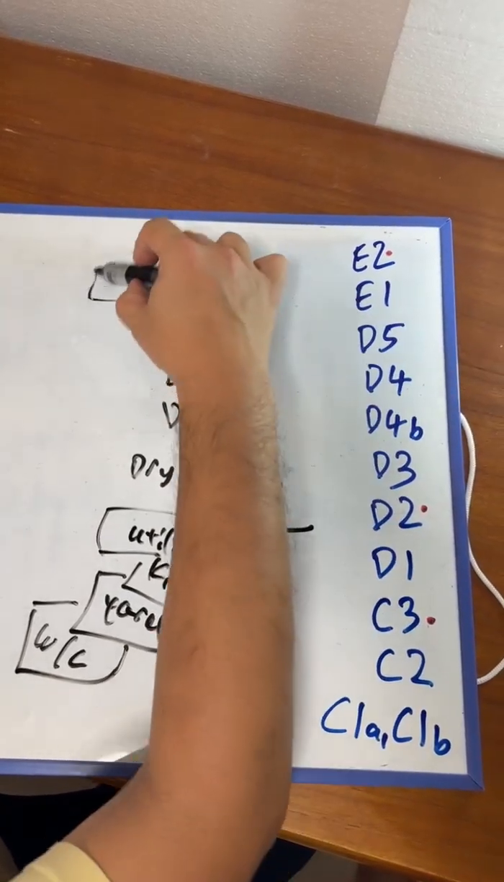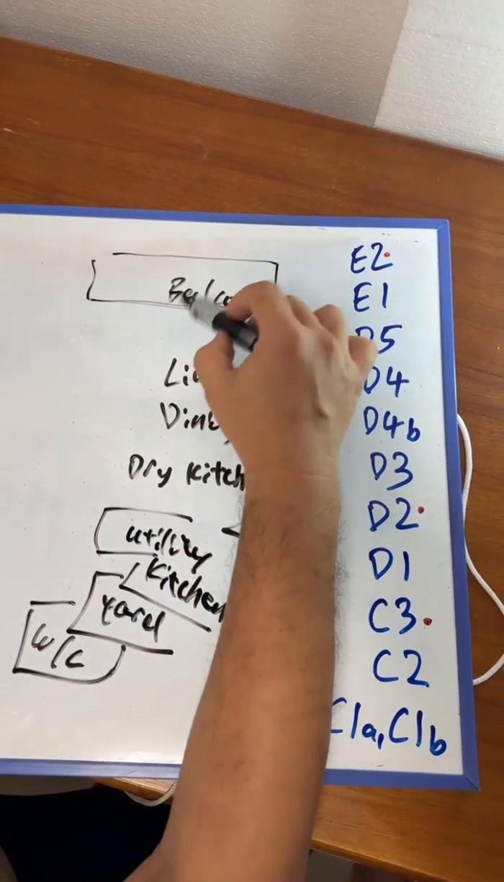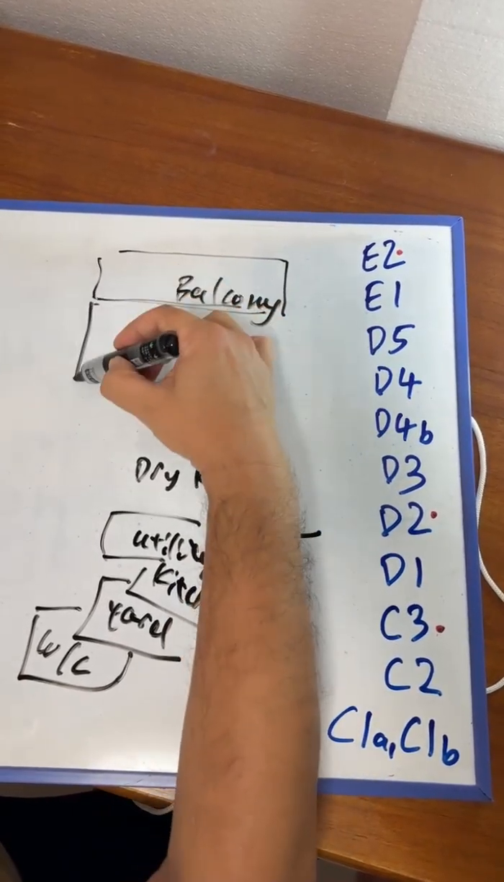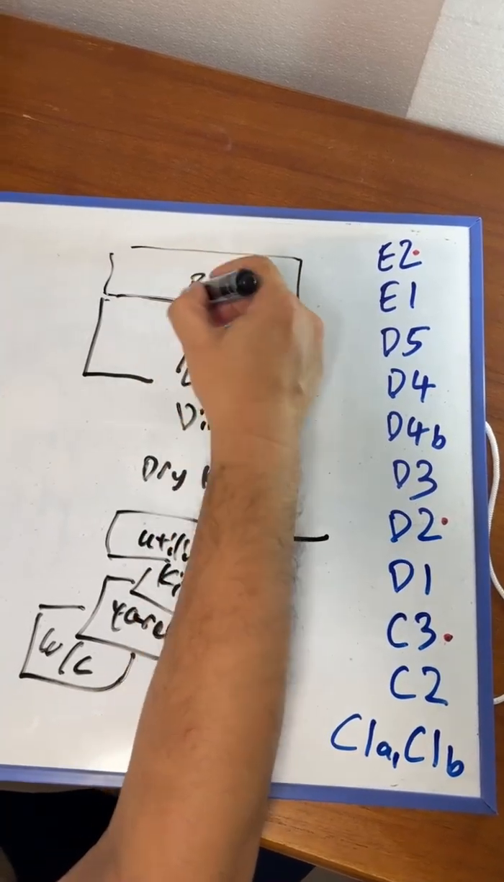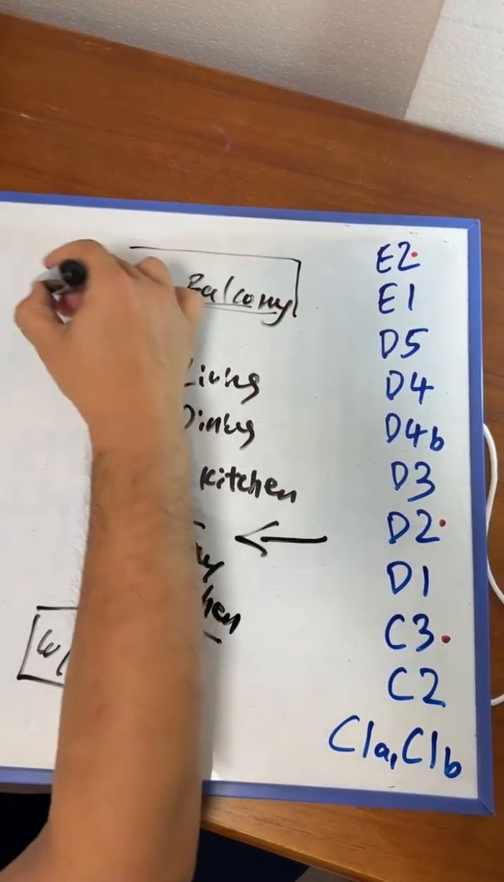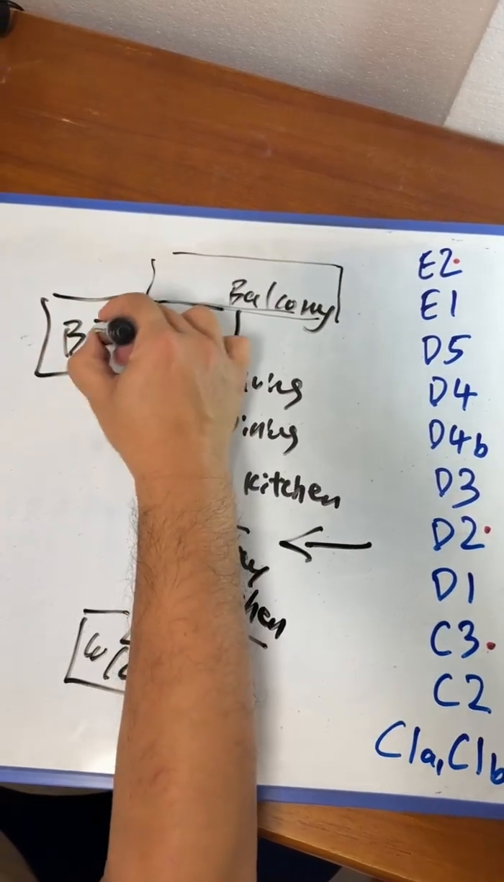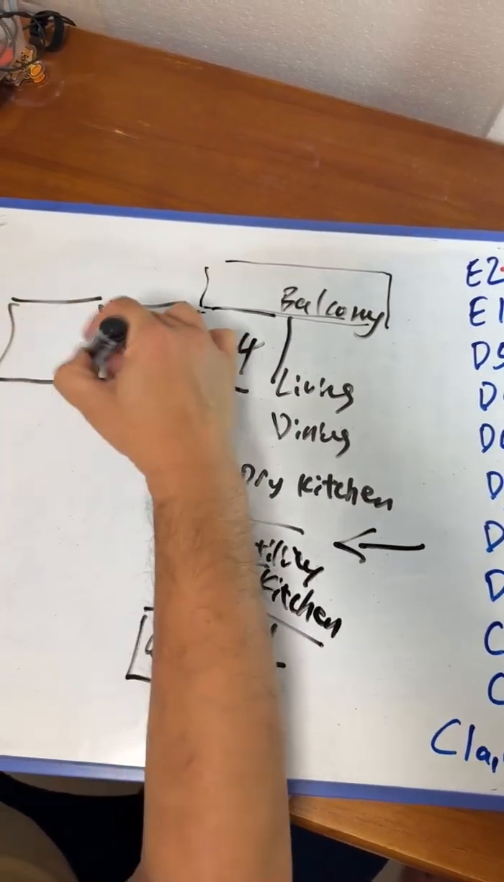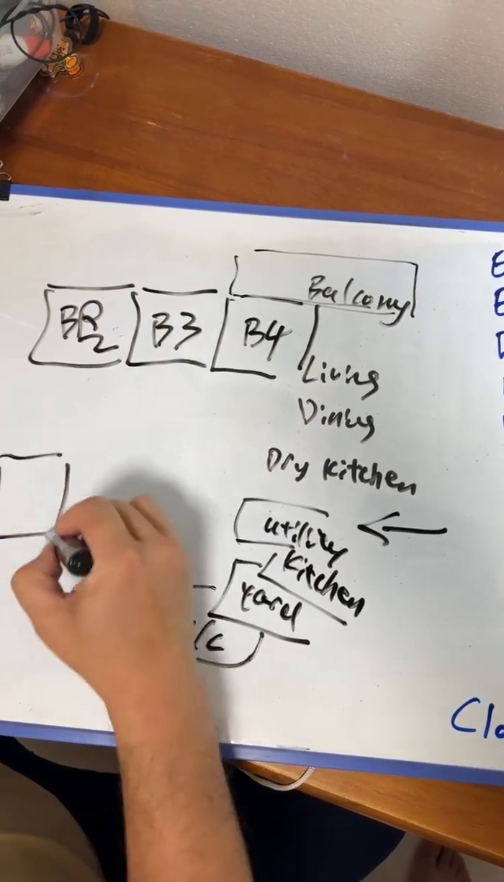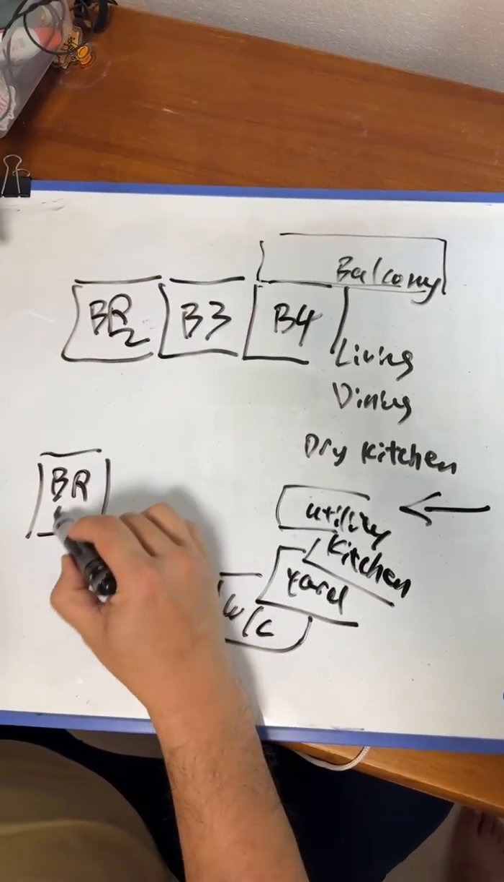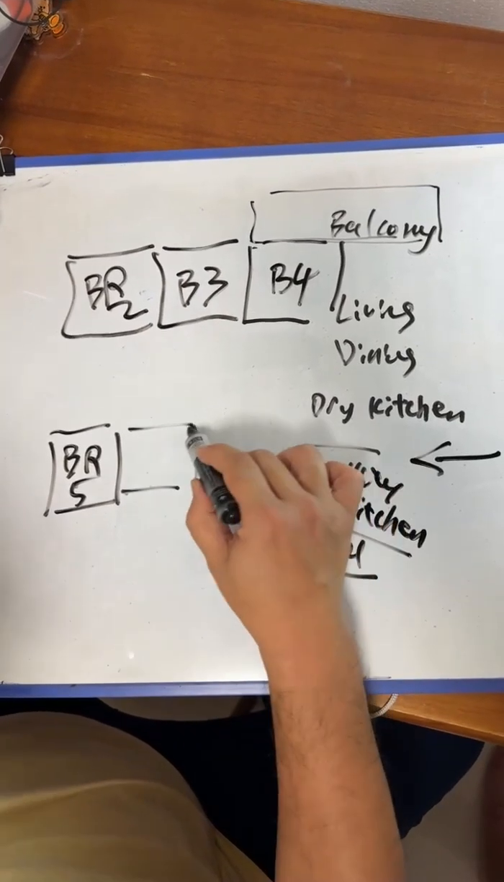Okay, this is the very, very big balcony outside of the living room. Behind the balcony is bedroom 4. This one you have your bedroom 3, and then this one you have your bedroom 2. And this is your bedroom 5, and then there are 2 toilets here.